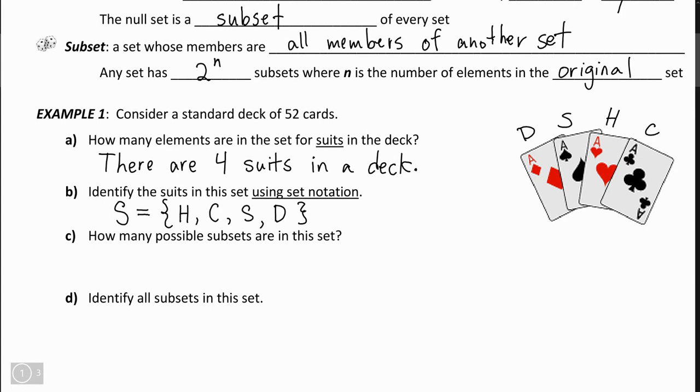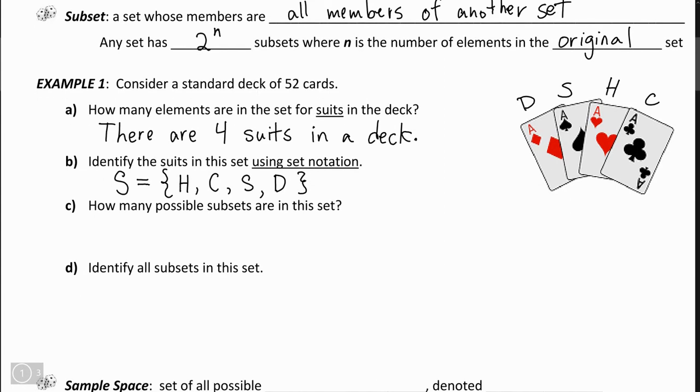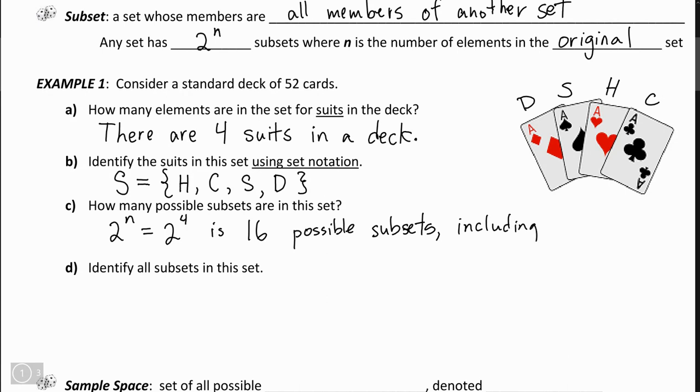Okay. How many possible subsets are in this set? Well, you have 2 to the power of n. What is n? Well, n is 4 because I have 4 elements. So 2 to the power of 4, and 2 to the power of 4 is 16. So there are 16 possible subsets, including the null set.